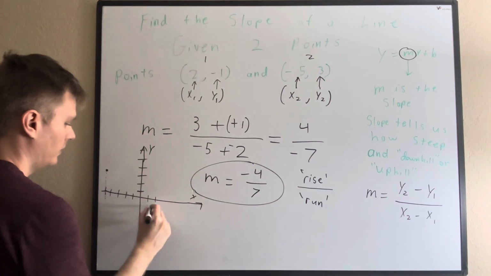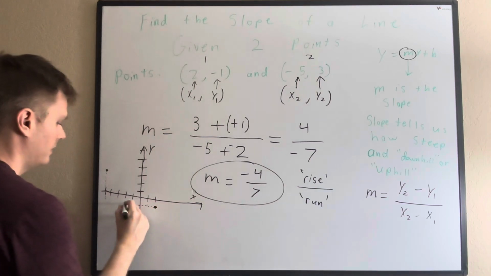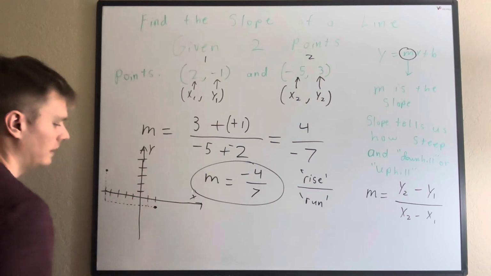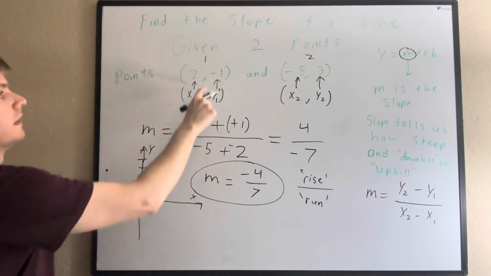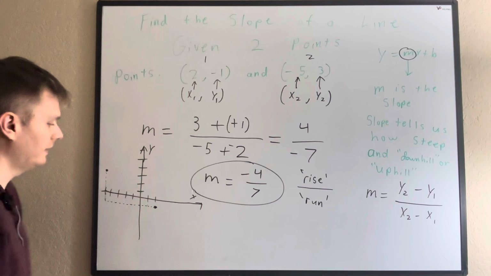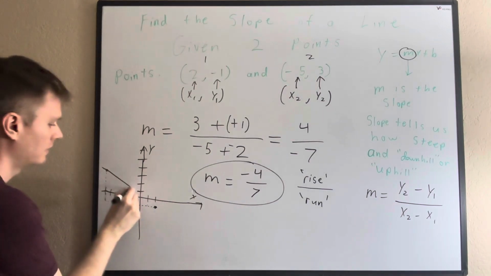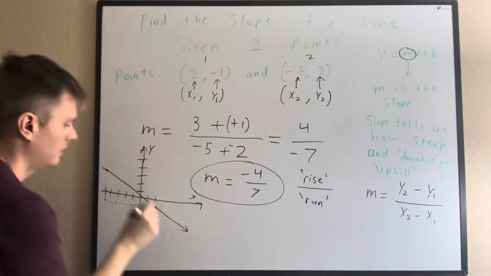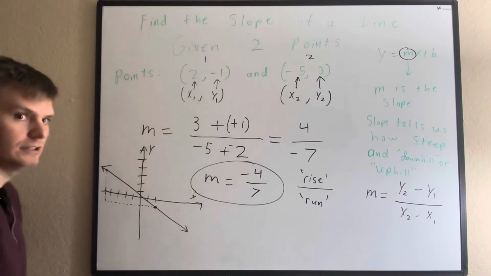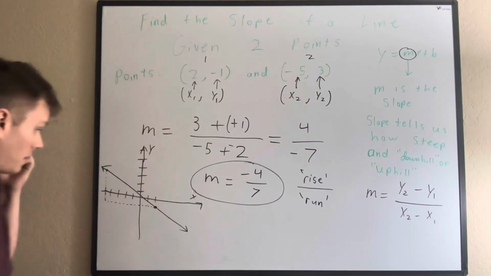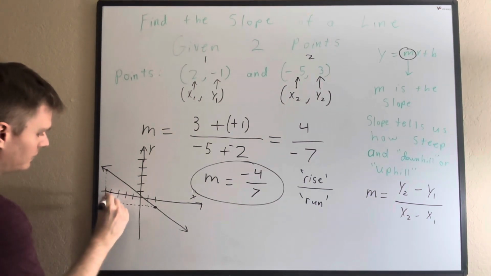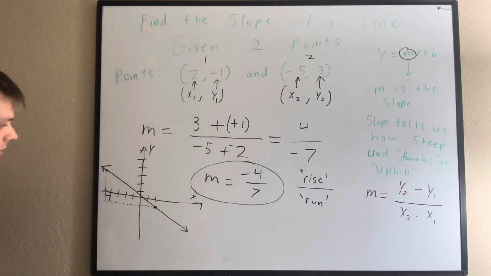And we wind up right at the next point in the line. Great way to check your answer. This, by the way, makes a right triangle. Just a little factoid.